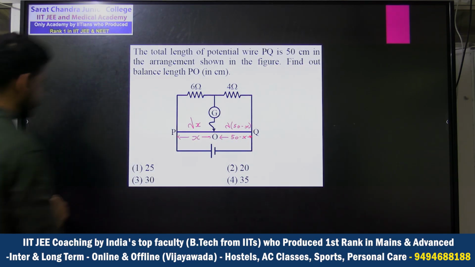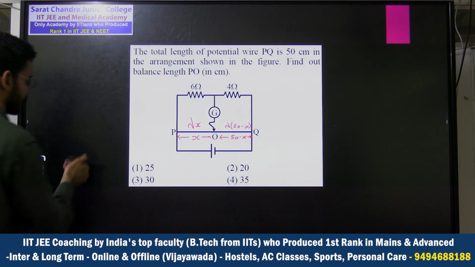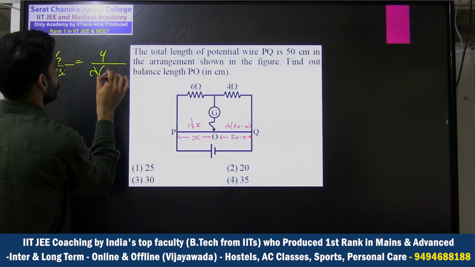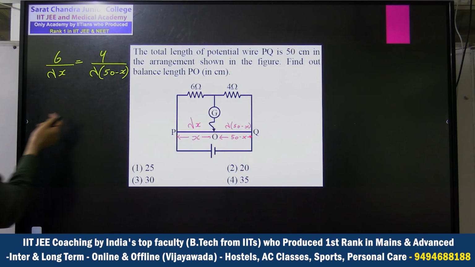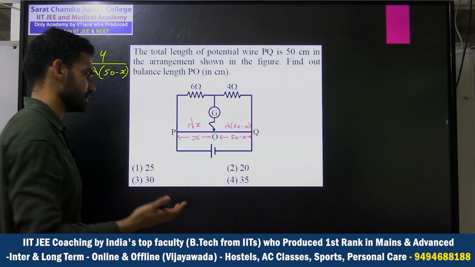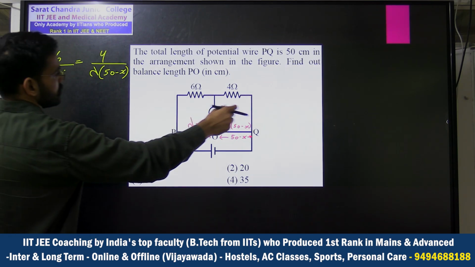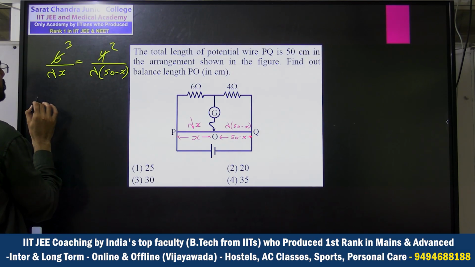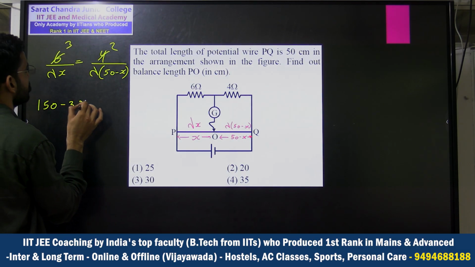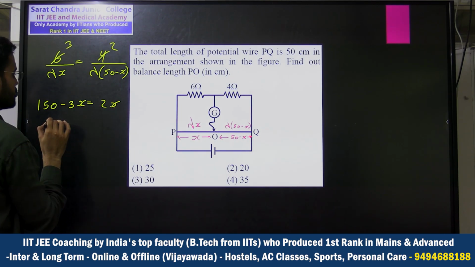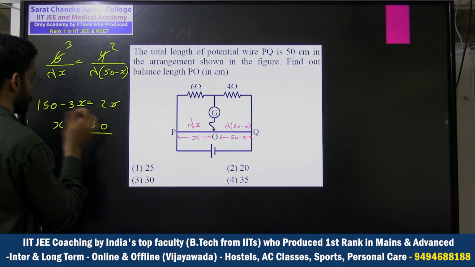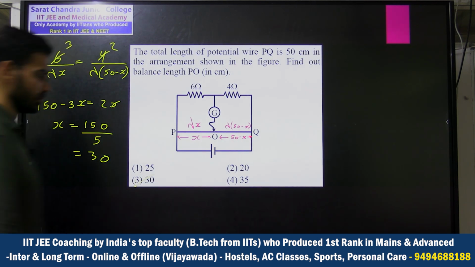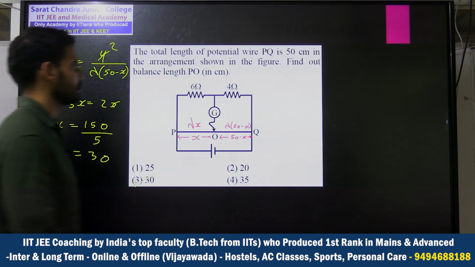Now if this is a balanced Wheatstone bridge, then we can say 6 by lambda X is equal to 4 by lambda into 50 minus X. Some people solve directly without lambda, but I am trying to explain why we do it like that. Galvanometer will show 0 reading at that point. Now cancel out 2, 3. Multiply this side: 150 minus 3x is equal to 2x, 5x equals 150, x is 150 by 5, so that is 30. So PO is 30, third option. I hope this is also clear. Next.